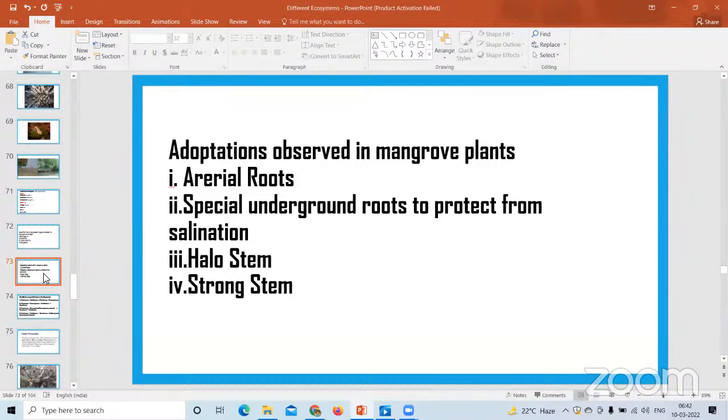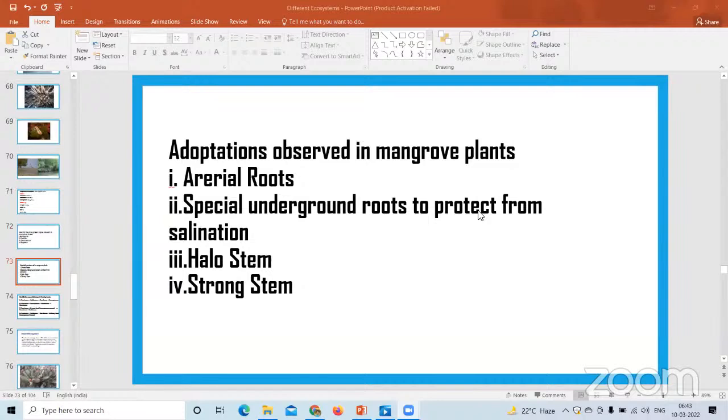What are they? Aerial roots, special underground roots to protect from salination, hollow stem, strong stem. What are the adaptations here? This is also a multiple answer question. Aerial roots means roots which penetrate out of the ground. Special underground roots to protect from salination. That means these roots have some salt glands, children. They have salt glands. Those salt glands excrete or remove the excess salt present in the plant.